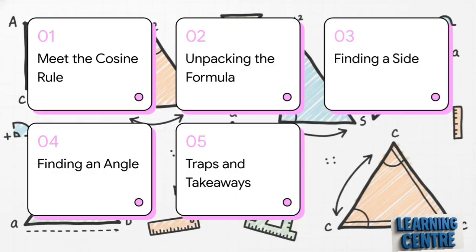Okay, so here's our roadmap for this explainer. We'll formally meet the rule, unpack the actual formula, run through finding both a missing side and a missing angle, and then wrap things up with some common traps you definitely want to avoid. Let's get right to it.